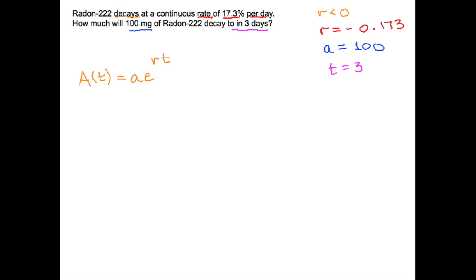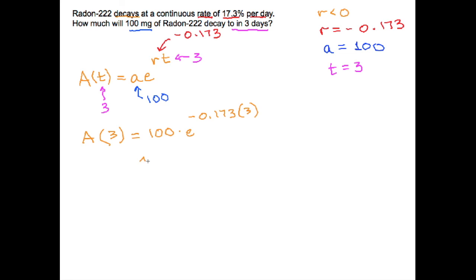So let's substitute in. In place of r, we'll substitute in negative 0.173. In place of A, we'll substitute in 100. And in place of T, we'll substitute in a 3, both here and here. So the amount that we have left over in 3 days, we'll write as A of 3. And this is equal to 100 times e raised to the negative 0.173 times 3. And this is approximately 59.5115 milligrams. Thank you.